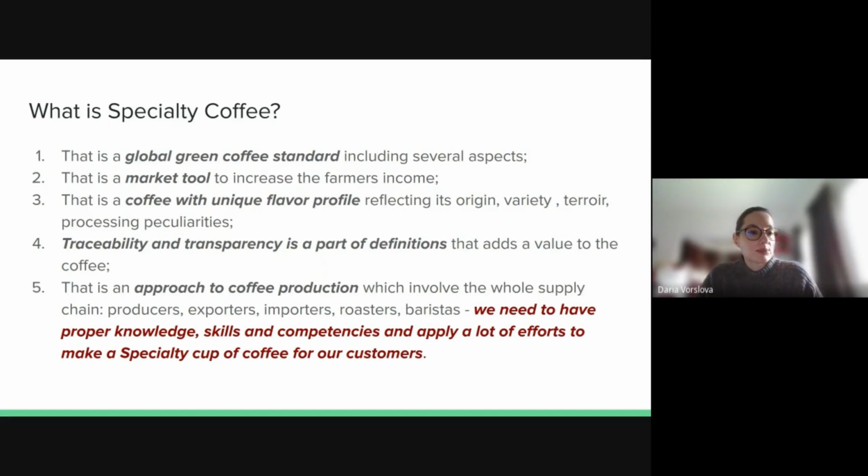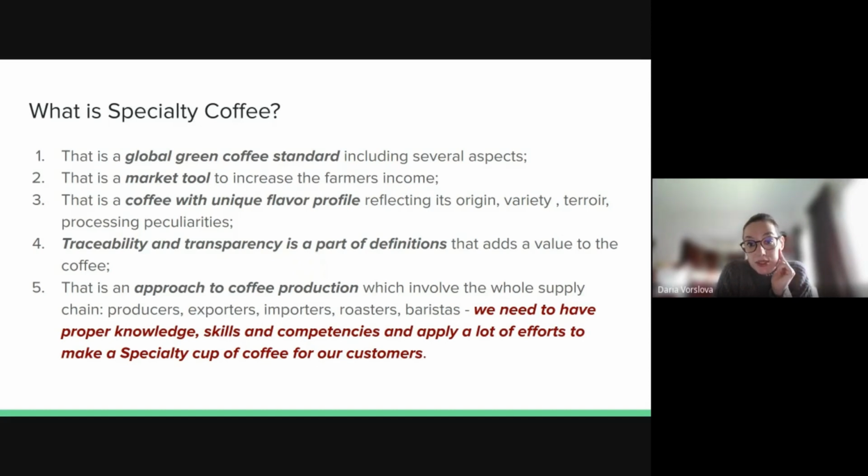Okay, let's move on. So the third aspect of the specialty standard definition is that specialty coffee is coffee with a unique flavor profile, reflecting the origin, variety, terroir, and processing peculiarities. So this is also traceability and transparency, and flavor profile. It's also part of the definition of specialty coffee.